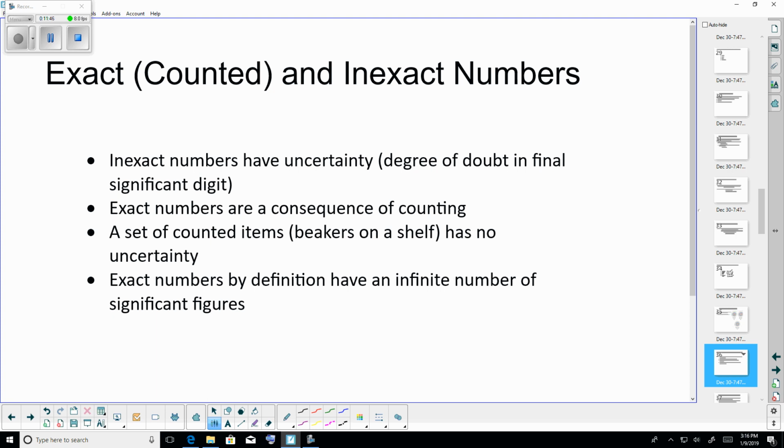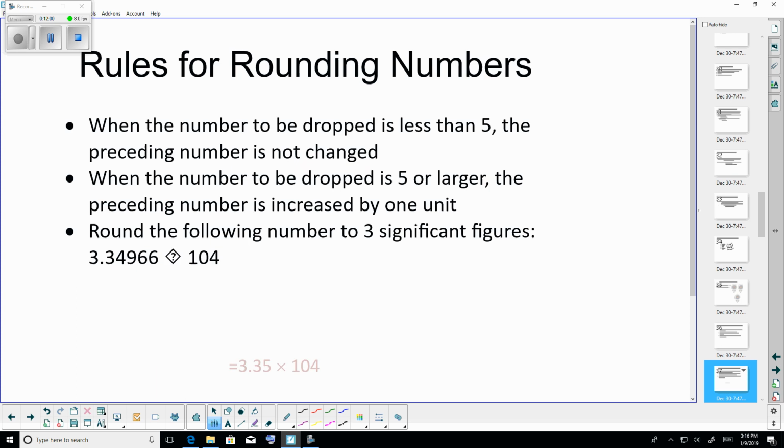So when we're doing calculations, you don't look at exact numbers. Just look at the inexact numbers. Rules for rounding, and these are things you've learned a long time ago. When the number to be dropped is less than 5, the preceding number is not changed. So like 13.4 would round off to 13. 5 or more, it's rounded up. 13.5, 13.6, 13.7 is rounded up to 14.